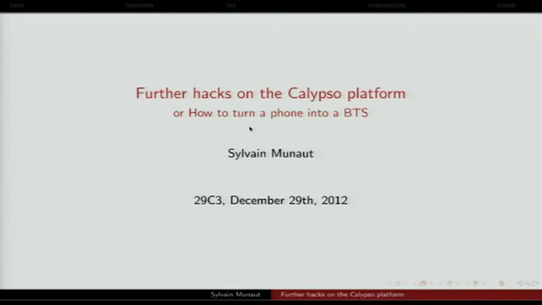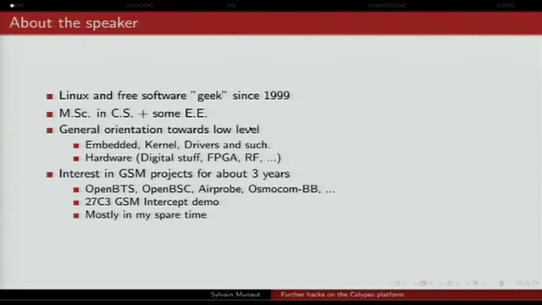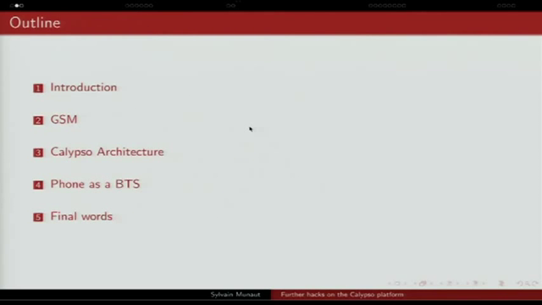Thank you. So, as you said, my name is Sylvain, and I'm going to talk to you about GSM and more exactly how to hack cheap cell phones and make them act as the network. So I'll first start with a short introduction about GSM so that hopefully you can follow the terms and technical stuff that I talk about in the rest of the talk.